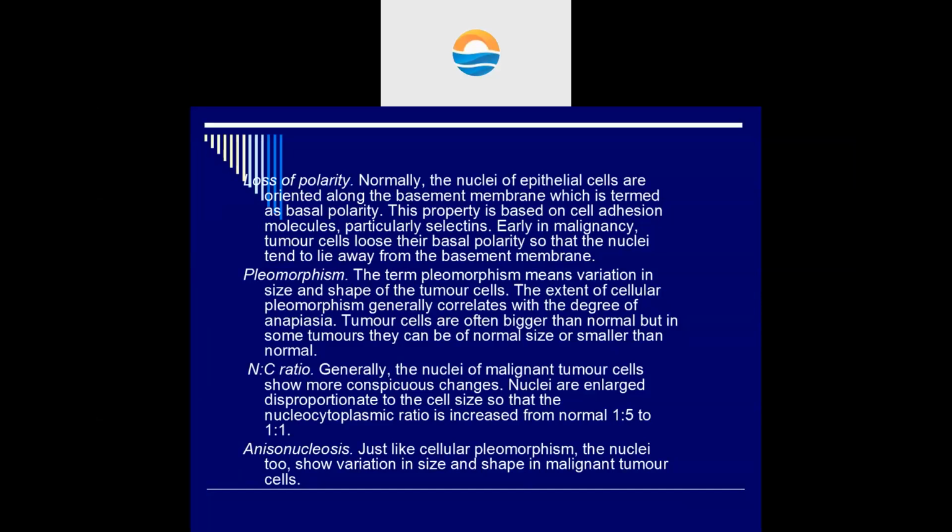Generally, the nuclei of malignant tumor cells show more conspicuous changes. Nuclei are enlarged, and this enlargement is disproportionate to the cell size, so the nuclear cytoplasmic ratio is increased from normal 1:5 to 1:1. Anisonucleosis is another characteristic feature. Just like cellular pleomorphism, the nuclei too show variation in size and shape in malignant tumor cells.